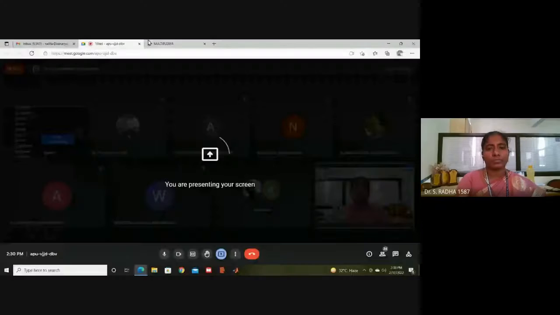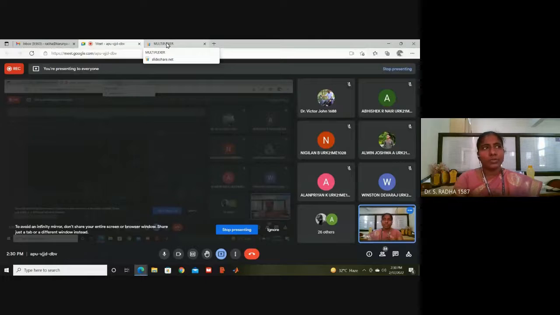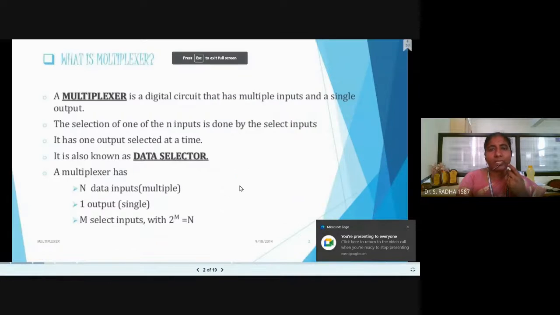Second experiment, it is multiplexer. So you might have heard the word multiplexer from your class 10, 11, 12. Just tell me if you have not at all heard this word. Okay. So multiplexer, it is a data selector.